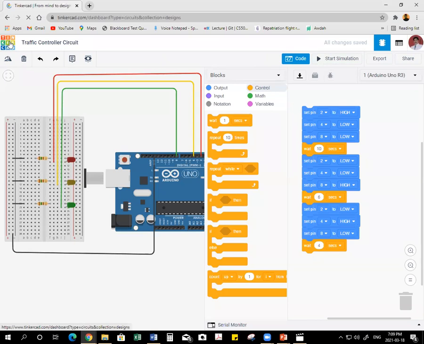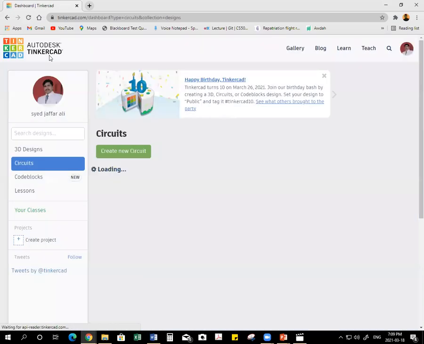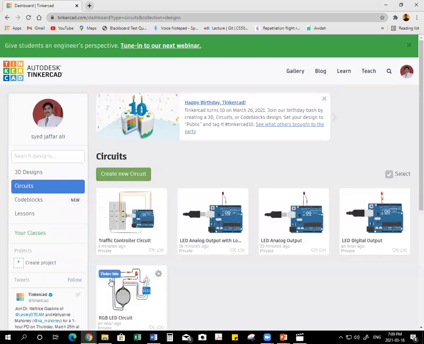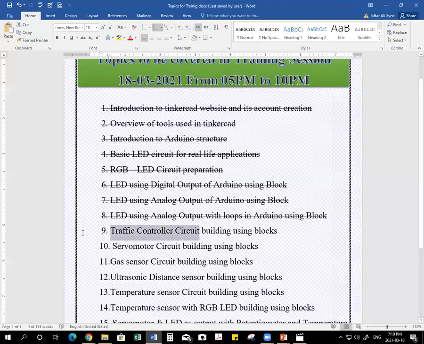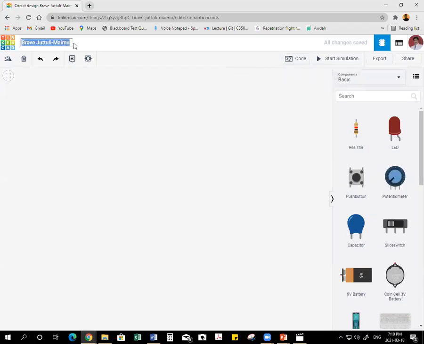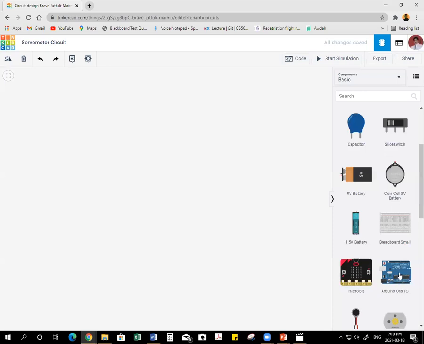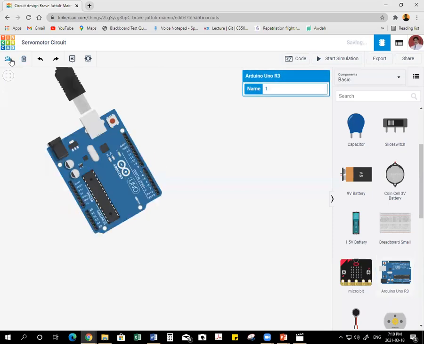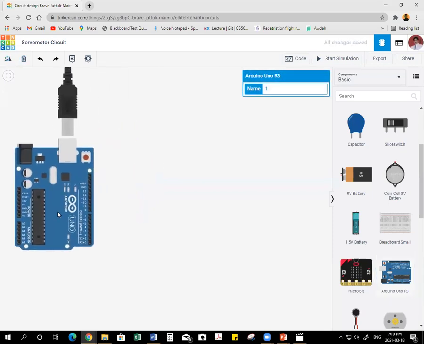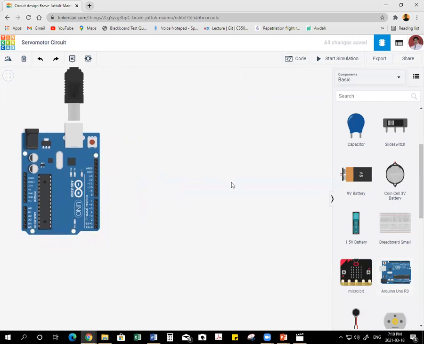I will go to the main page and create a new one. So all the circuits are saved here. Very good. I will go for the new circuit. Here goes the traffic light control, finish. Now servo motor circuit. Okay, we can have here servo motor circuit. Now go fast and take the Arduino.